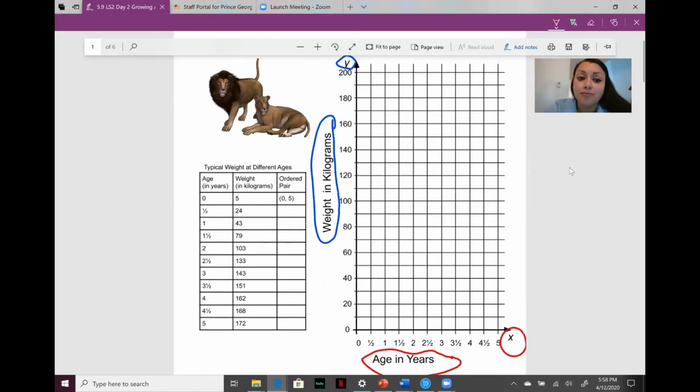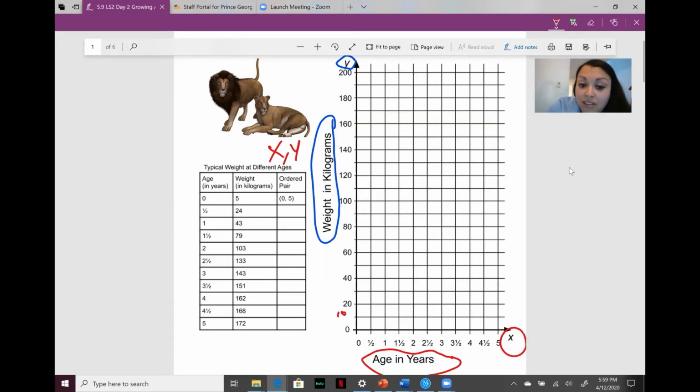So if you can see here, our first age is at 0 years old. Lions typically weigh 5 kilograms. So our ordered pair, again, ordered pair means our x and then our y, is 0 and then 5. So we go down here to our x-axis. At 0 years old, the lions are 5 kilograms. You can see here, I don't see a 5, right? But I know that 5 is in between 0 and 20. There is a line right in the middle between 0 and 20, so I know that's going to represent half of 20. So that would be 10.